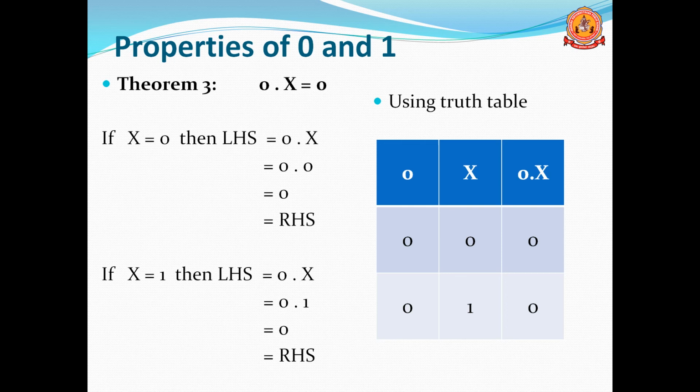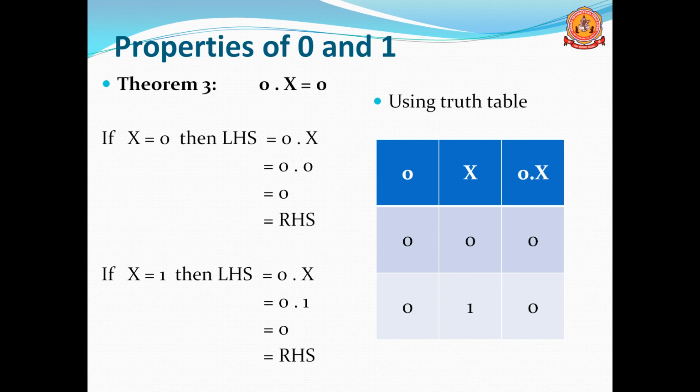The next theorem is 0 dot x equals 0. On the left side you can see the proof by induction, and on the right side you can see the truth table. We apply only two values, 0 and 1. If x is equal to 0, then the left hand side LHS is 0 dot x. The x value is 0, so it is 0 dot 0, which is equal to 0. So it equals the right hand side.